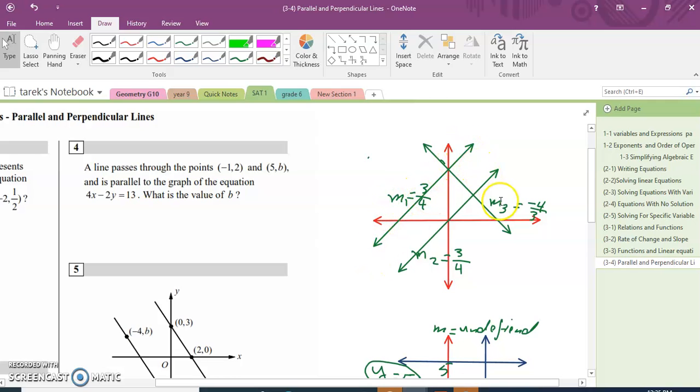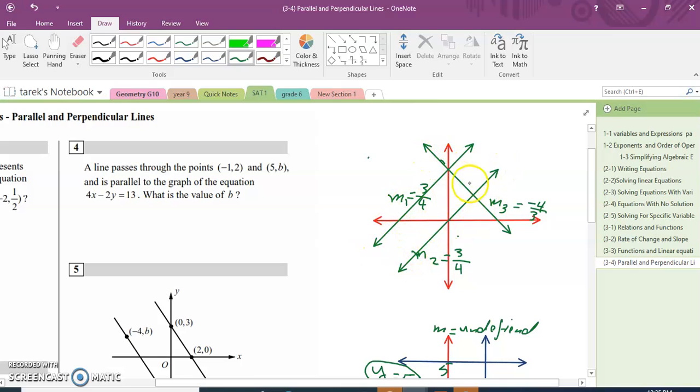So this line and this line are parallel lines. Parallel lines have the same slope. If the slope m here is 3 over 4, then the m here also equals 3 over 4 for the parallel lines. You know that parallel lines never intersect.